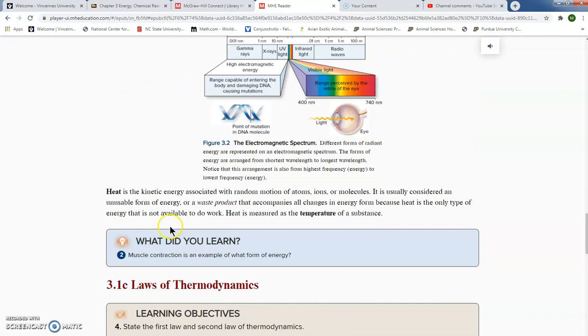And then remember heat. It's also a form of kinetic energy, but it's the one that doesn't do work. So sometimes it's not used for work, so they call it an unusable form of energy. But it's very important in the body because it helps to maintain our body temperature. So they kind of say it's a waste, but it is, I guess, in the sense of it can't do work, but it's very important in keeping our body temperature in that normal range. So it plays a role in homeostasis.